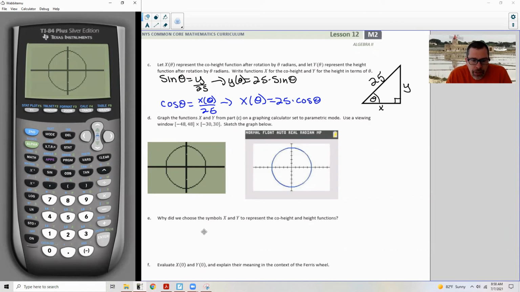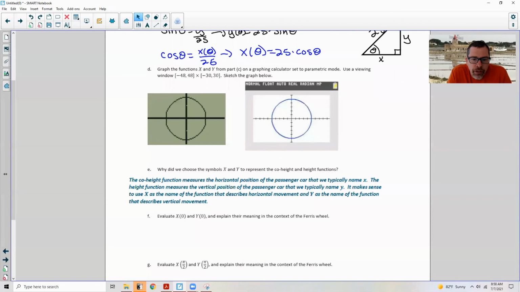Okay, so part E says, why did we choose the symbol X and Y to represent the coheight and height functions? Okay, the coheight function measures the horizontal position of the passenger car that we typically name X. The height function measures the vertical position of the passenger car, which we typically name Y. It makes sense to use X as the name of the function that describes horizontal movement and Y as the name of the function that describes vertical movement.